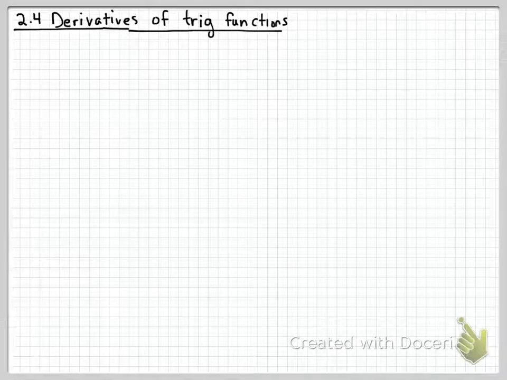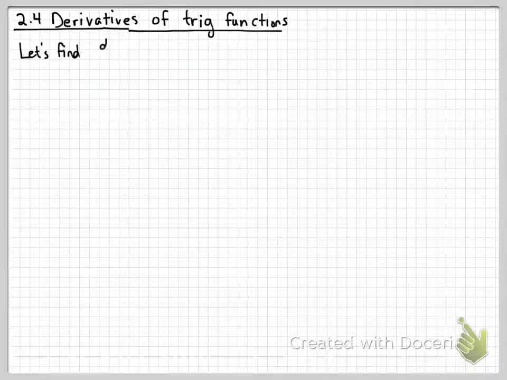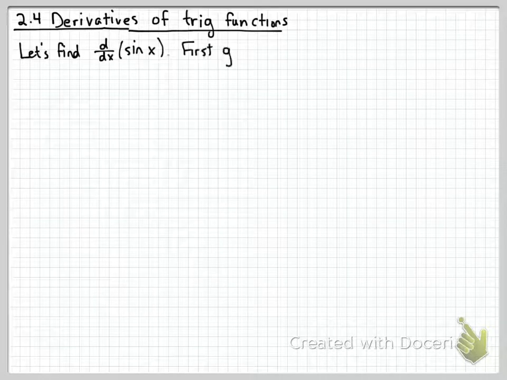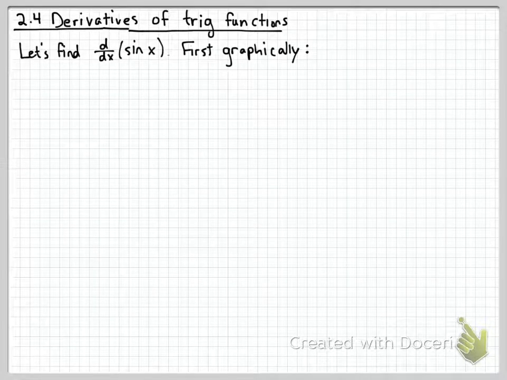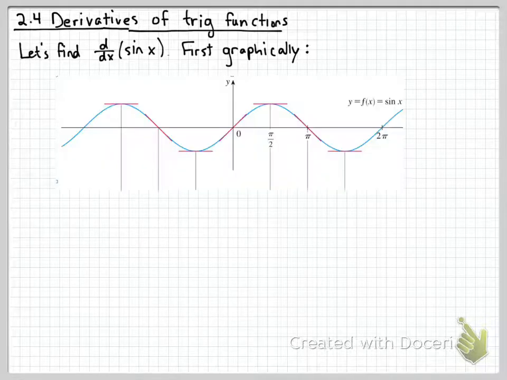Alrighty, let's talk about how to take derivatives of trig functions like sine, cosine, tangent, etc. Okay, we're going to start with the derivative of the sine function, and first we're going to look at it graphically. So what would the graph of the derivative look like?